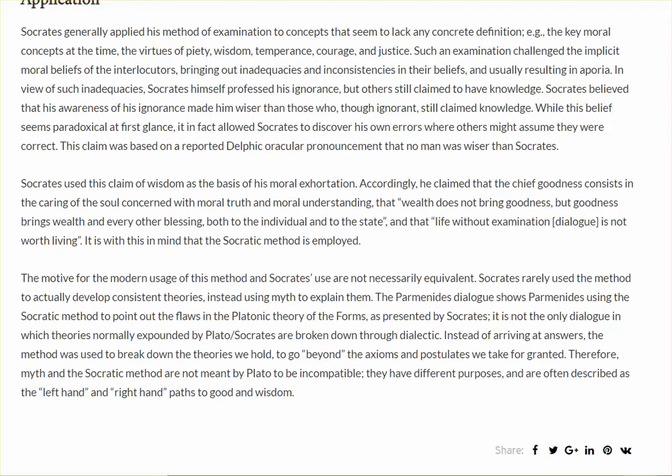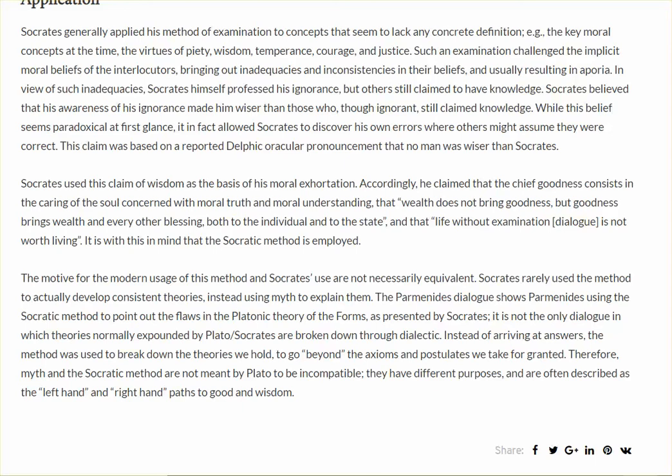Socrates didn't use this method to develop consistent theories, instead using myths to explain them. So this is the motive for modern usage of this method, though these are not necessarily equivalent. Parmenides' dialogue shows Parmenides using the Socratic method to point out the flaws in the Platonic theory of the forms as presented by Socrates. So you see, this is just the refutation of the predecessor to make their theories more worthwhile.